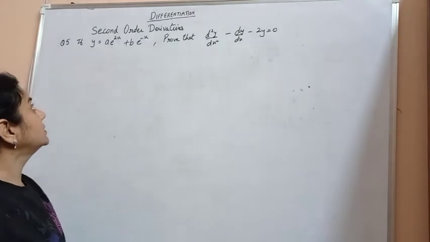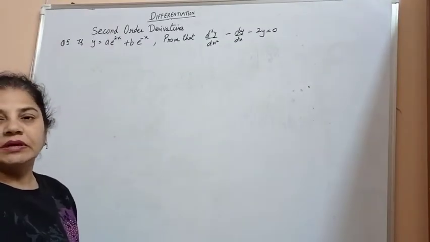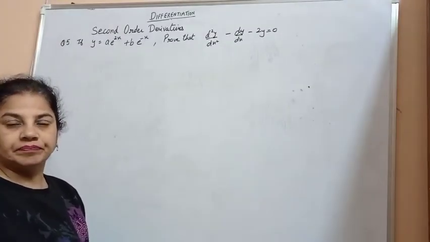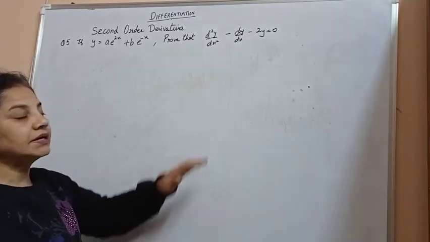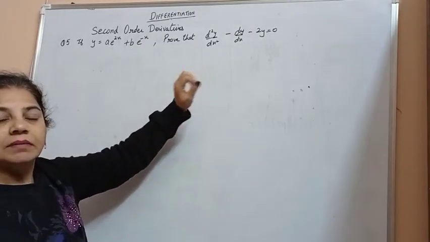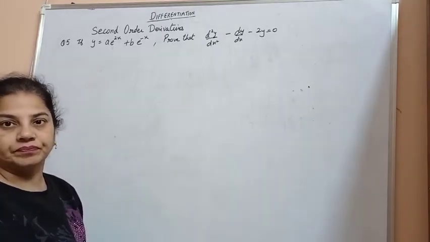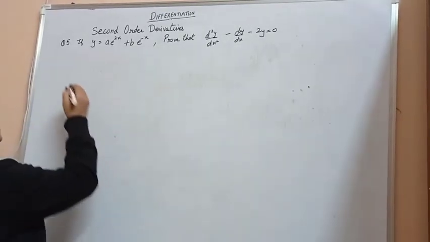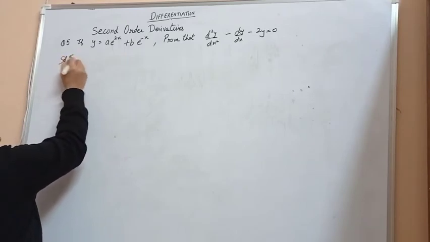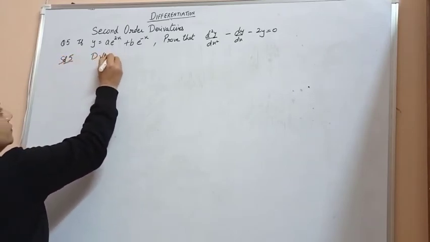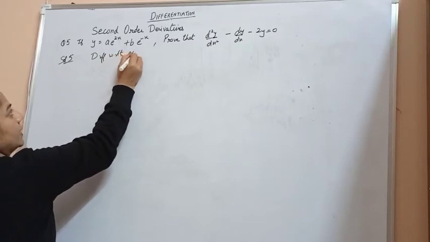The function y is equal to a e to the power 2x plus b e to the power minus x. We have to prove that the second derivative d square y by dx square minus the first derivative dy by dx minus 2y is equal to 0. We calculate this, starting with the first derivative. So differentiate with respect to x.